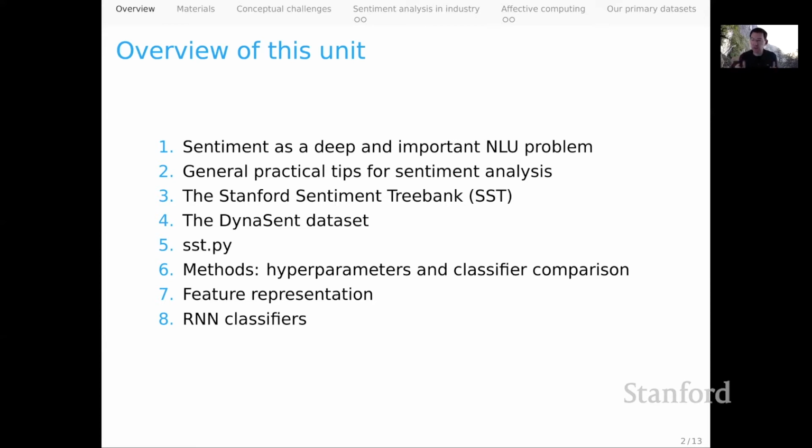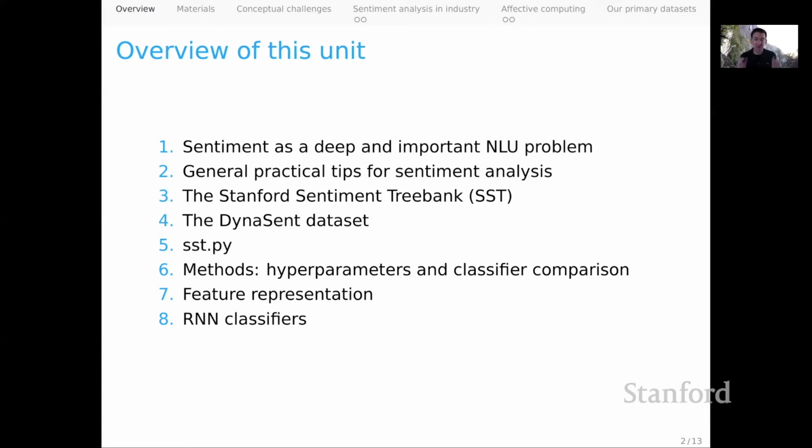Then we'll talk about feature representation, both for large, sparse linear models with hand-built features, and also with more deep learning-oriented distributional representations. And that will be a nice segue into the final unit, which is on using recurrent neural networks as classifiers for supervised sentiment analysis.